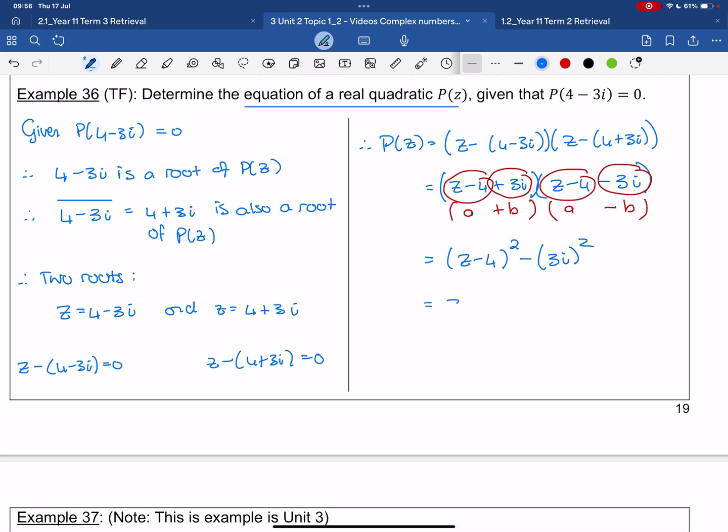And that then gives me Z squared minus 8z plus 16 minus 9i squared, but i squared is equal to -1, so it becomes Z squared minus 8z plus 16 plus 9. So therefore my original polynomial was Z squared minus 8z plus 25.